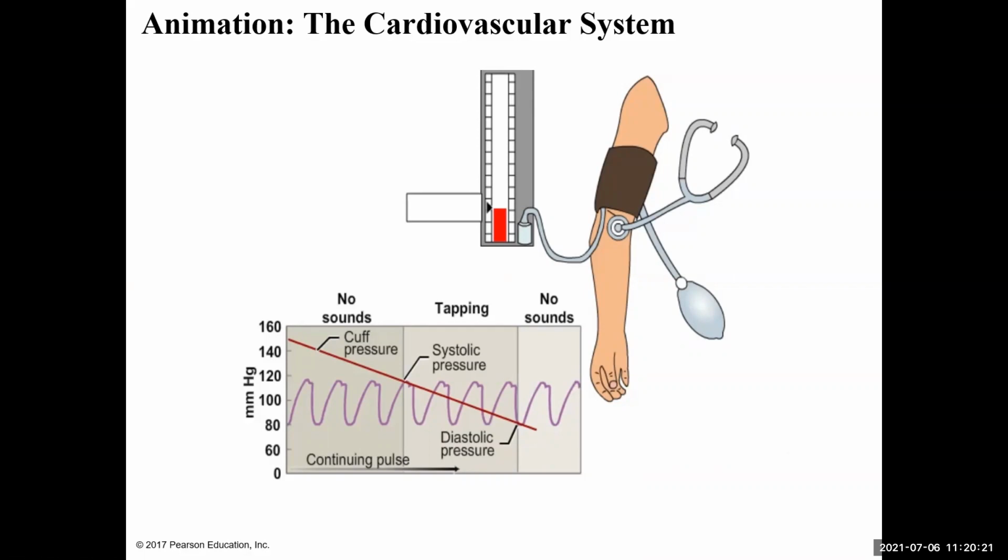In the next video, we'll start off by talking about the two circuits in the circulatory system. And then we'll start looking at the blood pressure, and we'll finish up with the diseases of the blood or the blood vessels and the heart as well.